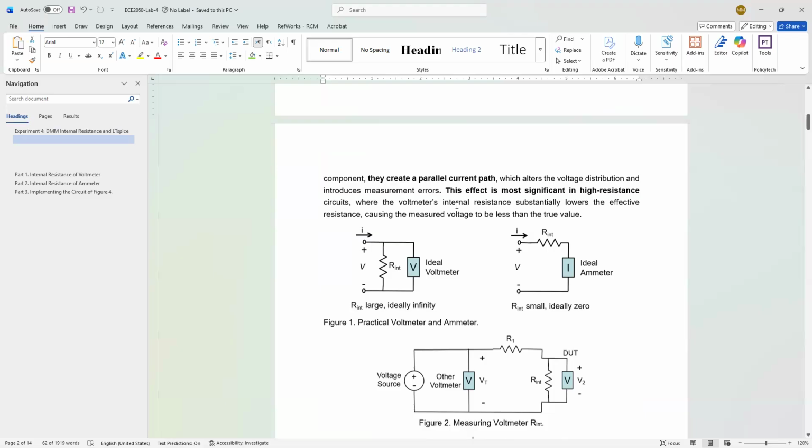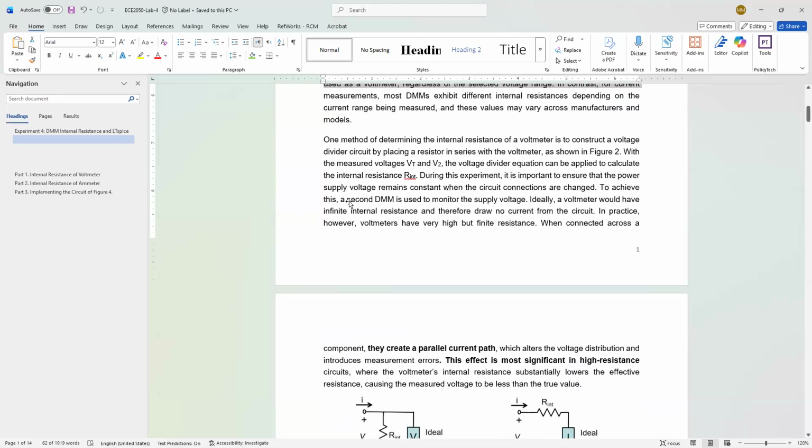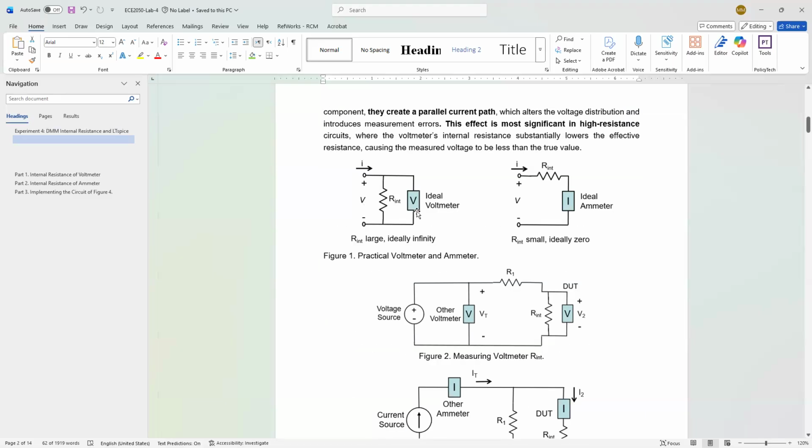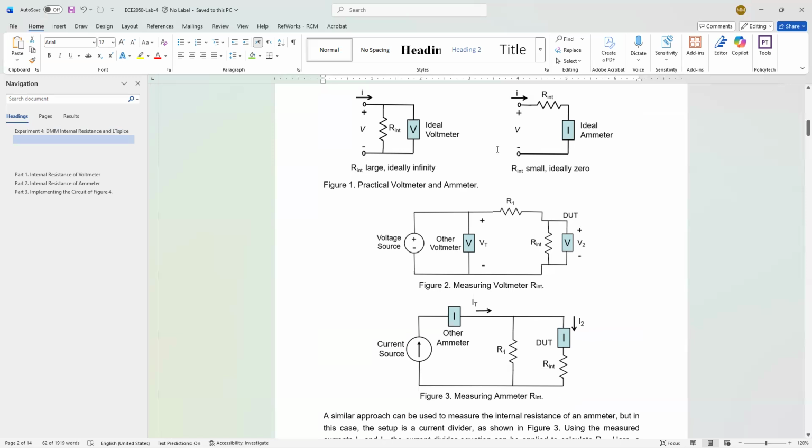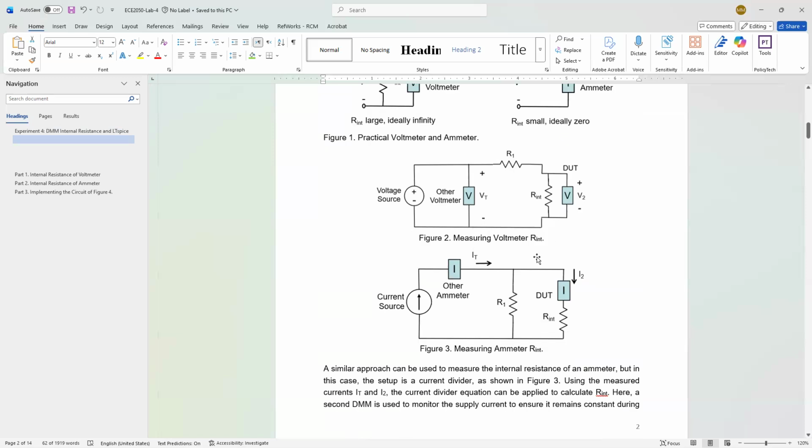So as I told you, what we are gonna do is measure the value of this resistor here and here. You have to use this circuit to measure the internal resistance of a voltmeter, and you have to use this circuit to measure the internal resistance of an ammeter. Okay, so let's see here.